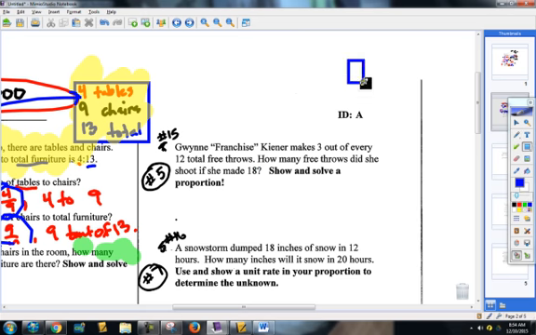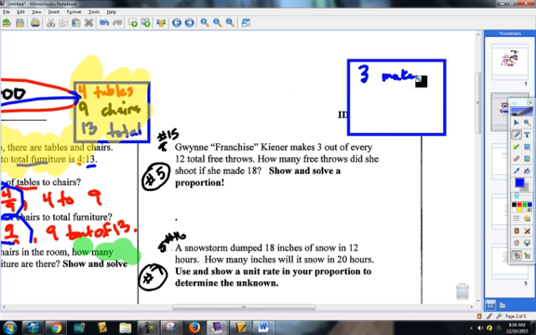Up here, another one just like the one we previously did. If I were doing edge pieces, which I would encourage you to do with me, Gwen Keener makes 3 out of every 12 total free throws. She's got 3 makes out of 12 total. So how many misses would she have? 9 misses. That's just basic subtraction. Again, when you know the whole, you're going to be subtracting to find the other part. Okay?